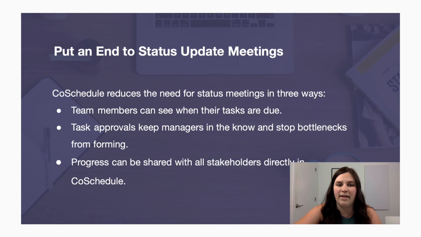CoSchedule also helps put an end to status update meetings. It reduces the need for this in 3 ways. Team members can always see when their tasks are due. Task approvals keep managers in the know and stop bottlenecks from forming. So when you complete a task and it has to be approved, your manager actually gets a notification that it's time for them to go in and review that task. Progress can also be shared with stakeholders directly in CoSchedule, so you can create a read-only view to share with outside members of your team, and that means that you do not have to sit in a status meeting in order to update them on how this project is going and where it is at in the workflow.